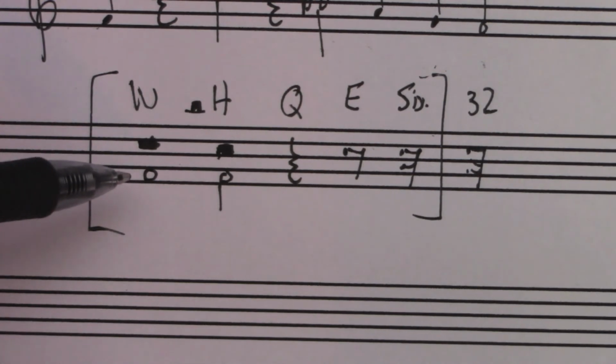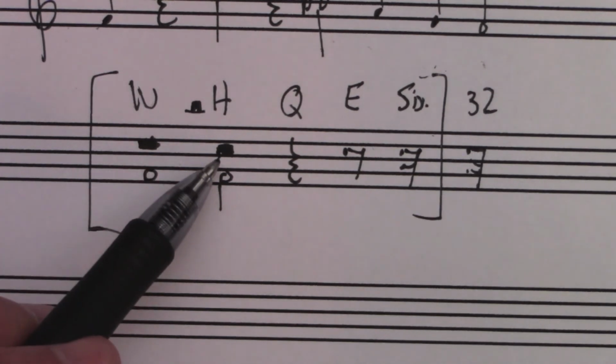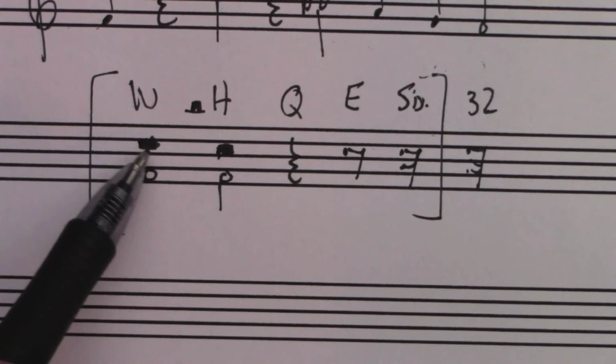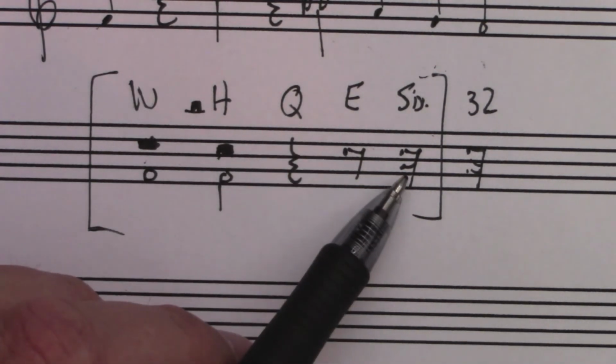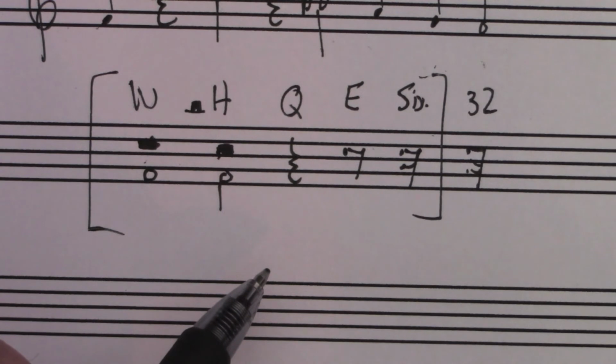So, whole rest. There are 2 half rests in a whole rest. There are 4 quarter rests in a whole rest. There are 8 eighth rests in a whole rest, and there are 16 16th rests in a whole rest. And that's how rests work.